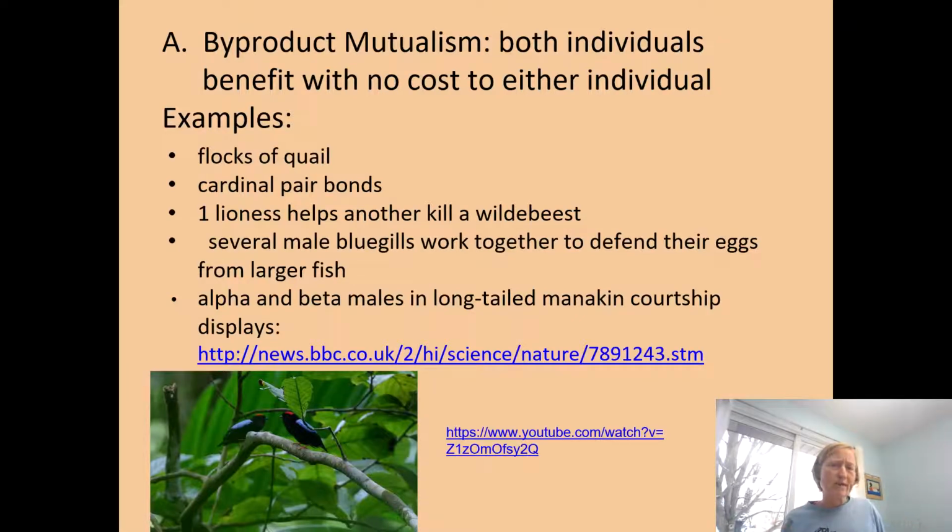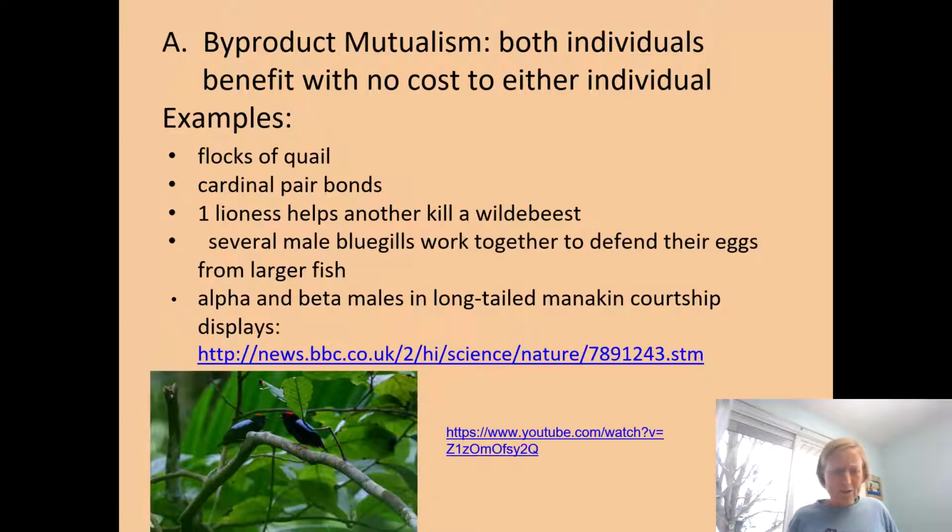Cooperation is going to evolve because it benefits both individuals. Another way to say that would be each individual would incur an immediate cost for not cooperating. Cooperating is the best choice because if you don't cooperate, you're going to lose. There's going to be a cost for not cooperating. So mutualism is a byproduct. It's byproduct mutualism, if you will. So let's take a look.